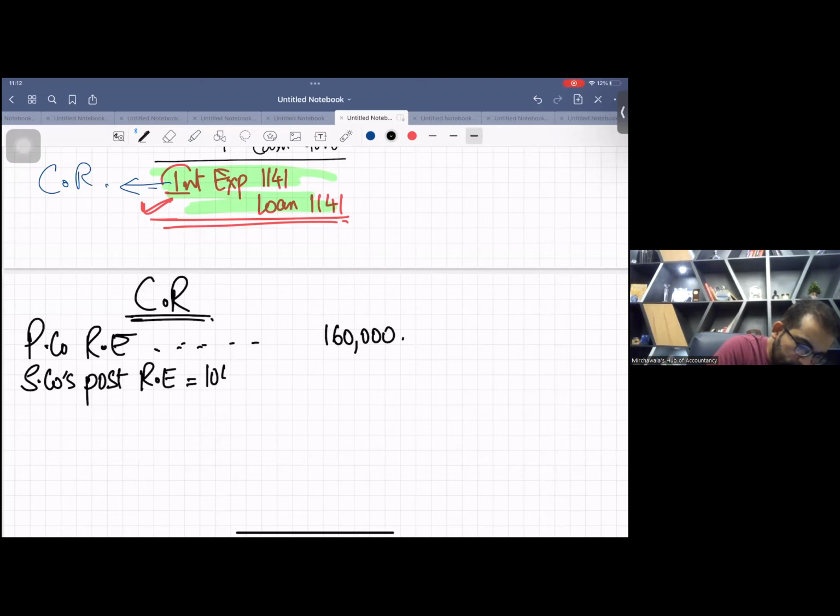S company's post retained earning is 10,400. Use your brain. Do we own 100% of S company? No. We only own 80%. So we always multiply it by the holding percentage. So 10,400 times 80%.